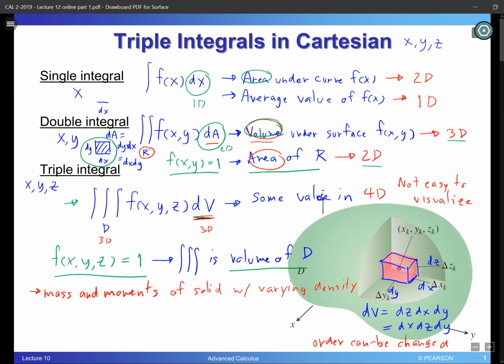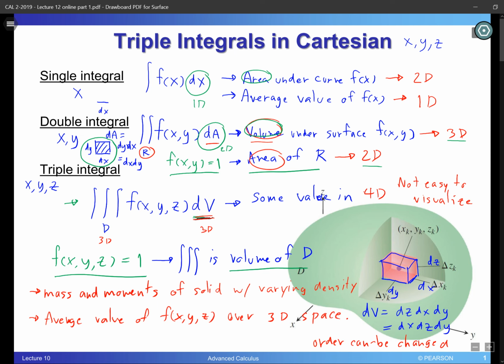So one more thing, you can use triple integrals to find the average value of f(x, y, z) over 3D space.